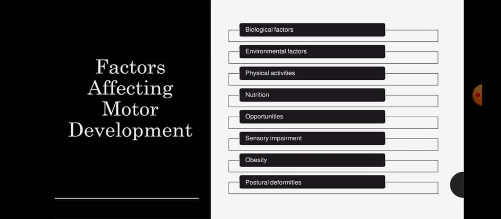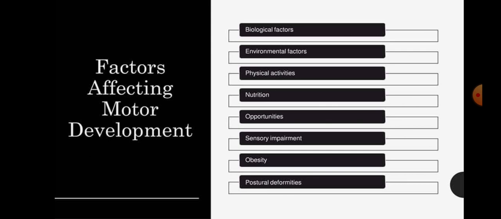Next point is nutrition. Nutrition means food promotes good health. Everyone knows food promotes good health. If you are taking sufficient nutrition, then your motor development and muscle development will be good. If you take full nutrition, you get full energy and you will do more exercise and more activity, and your motor development improves. Next point is opportunities. Opportunities means if we do more, we get more. It is the motto of opportunities: do more and get more. If you do more exercise or activity, you will get more development and more muscles.